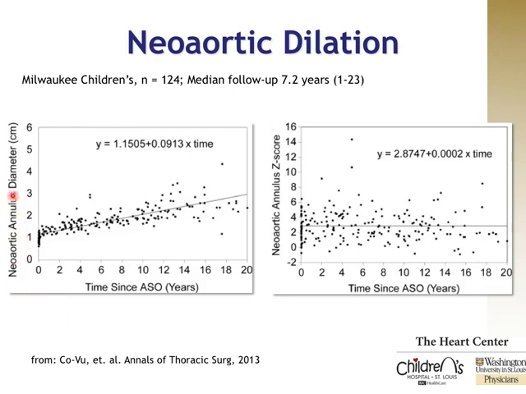So looking at the neo-aortic annulus diameter, and again, as one would expect over time, the annulus diameter is going to increase. And when you look at the z-score, though, correcting for patient growth, that stays relatively constant. And again, starting out larger than the population norm, but not necessarily increasing in diameter.